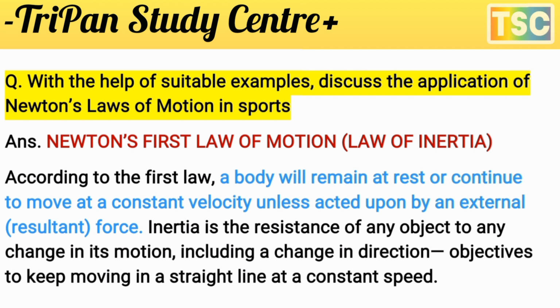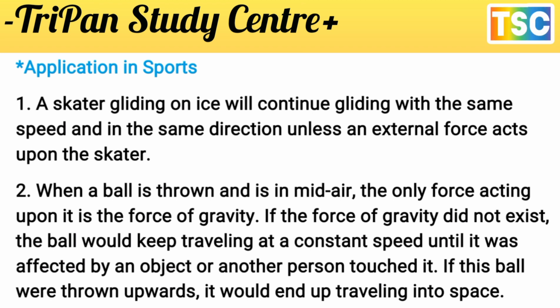Inertia is the resistance of any object to any change in its motion, including a change in direction. An object keeps moving in a straight line at a constant speed. Let's see the application of Newton's first law in sport. First application: a skater gliding on ice will continue gliding with the same speed and in the same direction unless an external force acts upon the skater.